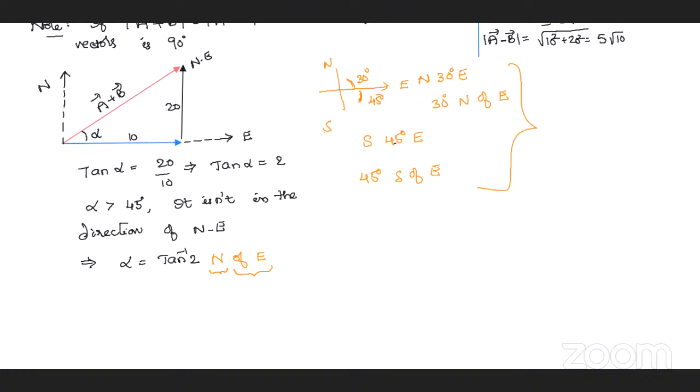So shall I move? Okay, this is the direction of what?